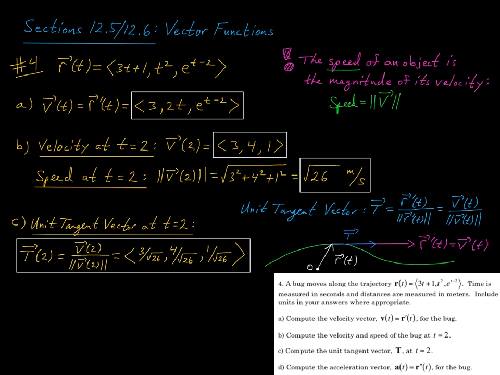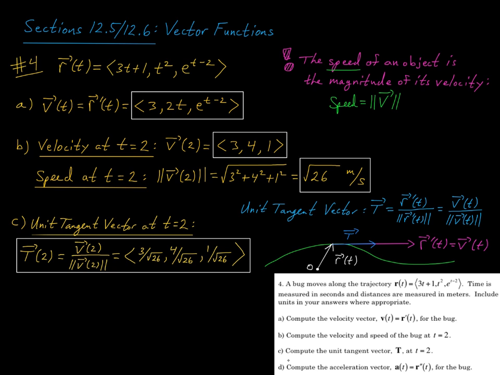The velocity vector at t equals 2 is 3, 4, 1, and there's its magnitude. So dividing component-wise, I get the vector 3 over the root of 26, 4 over the root of 26, and 1 over the root of 26 for the unit tangent vector.